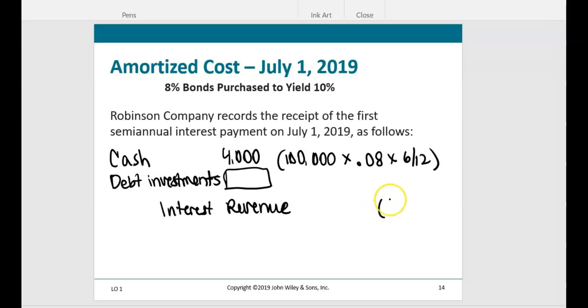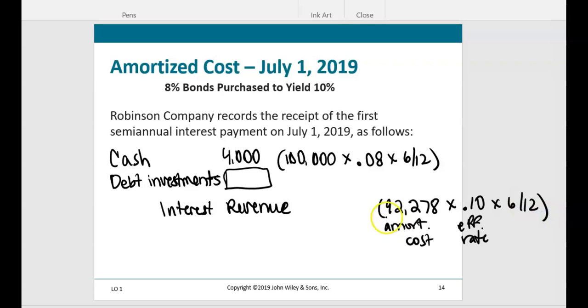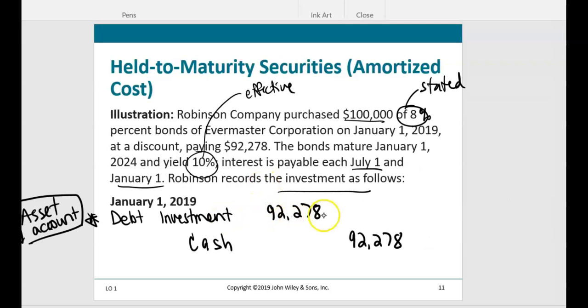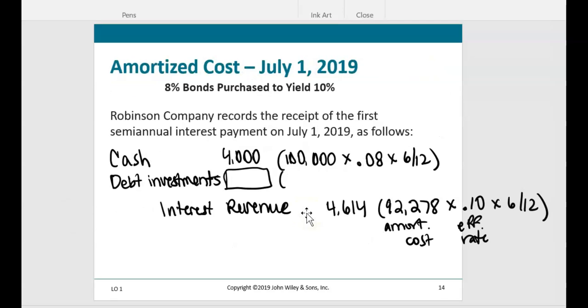What is interest revenue? We're using the effective rate method. We take the beginning carrying value, or in this case, we're calling it the cost of the investment, $92,278. Multiply this by the effective or market rate of 10%, or the yield. Semi-annual, so times 6 out of 12. So 92,278 times essentially 5% gives us interest revenue of 4,614. The difference is recorded as an increase to the debt investments. Remember, from the investor's perspective, we start out at 92,278. That's what we're giving up, so that's what our investment is worth. But when we receive the principal at maturity, we're going to receive 100,000. So we're building our way up there.